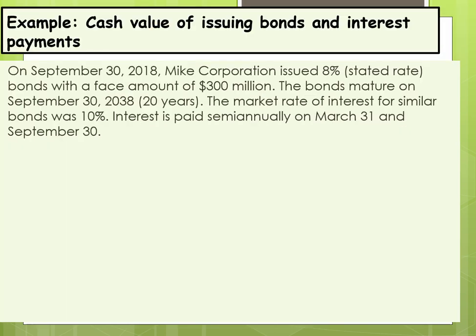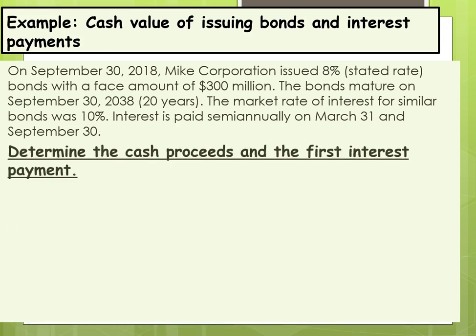So here we're going to look at issuing bonds. We have a bond issued that has a stated rate of 8% and a face value of $300 million. The bond matures in 20 years. The market or effective rate is 10%, and they pay interest semi-annually. Determine the cash proceeds and the first bond payment.